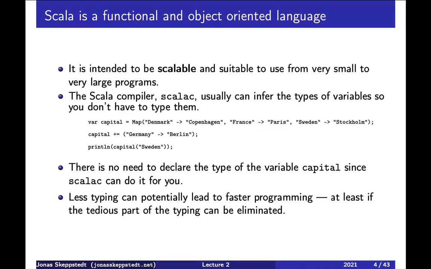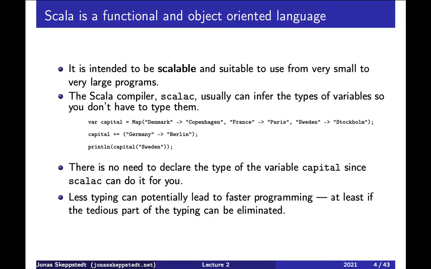So, what is Scala? It's a functional and object-oriented language. And its name means that it should be scalable. So it should be suitable from very small programs to very big programs. And compared to some other languages, the Scala compiler is much more sophisticated in that it can infer the type of variables, so you don't have to type them.